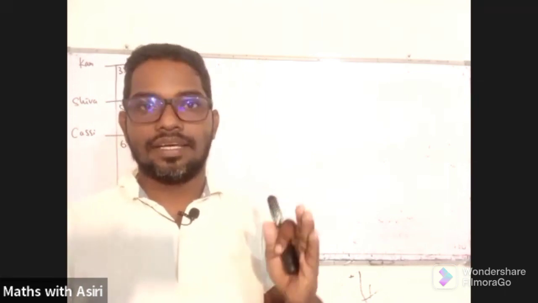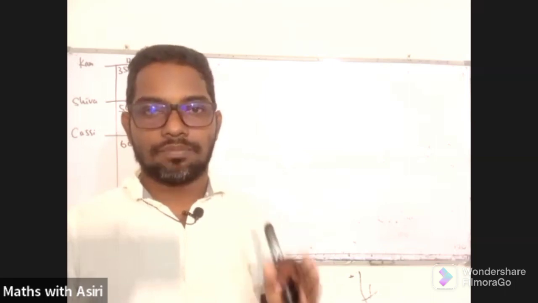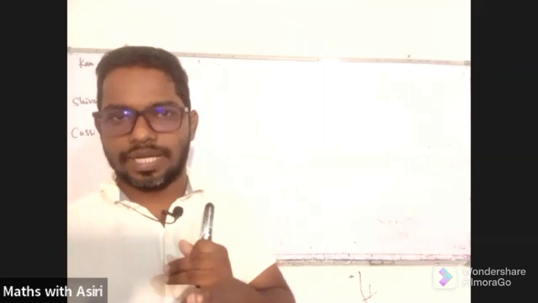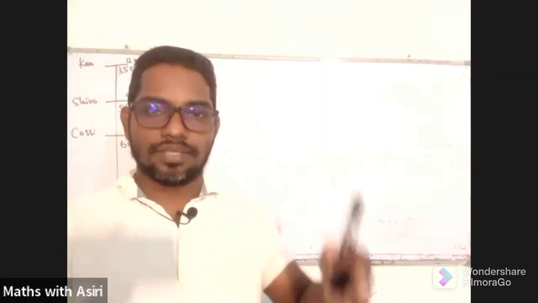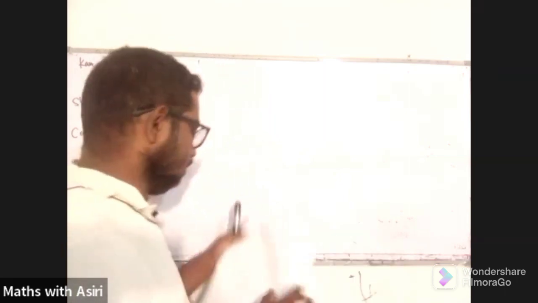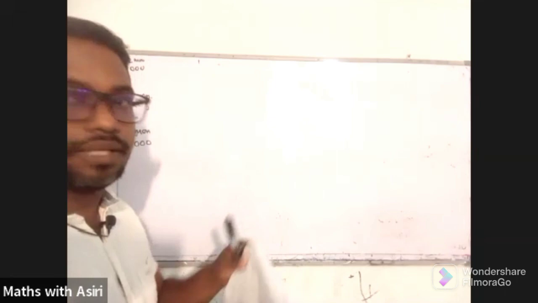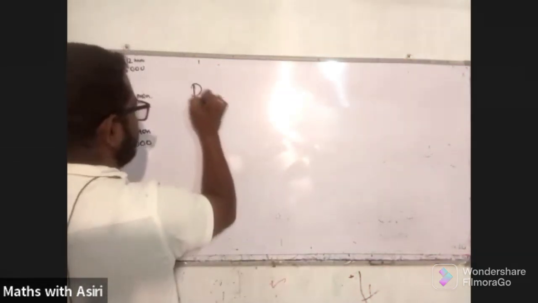That is a reasonable method to divide the profit. That means we should consider not only the amount of money, but also the time period they invested. Let's write now. First, give the simplest ratio of the profit distribution among the 3 of them. Look here, the ratio.